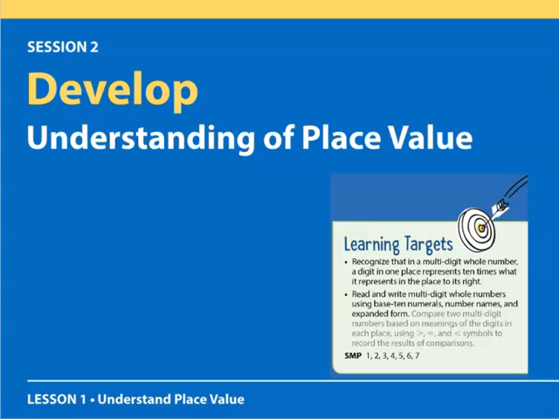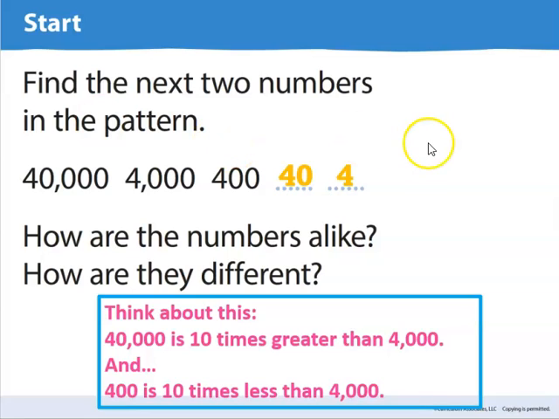Now we're in Lesson 1, Session 2, and this part of our lesson is about place value, and looking at place value in a place value chart as it compares to place value in expanded form. Let's look here. Find the next two numbers in the pattern. Okay, they start us off and we continue the pattern.